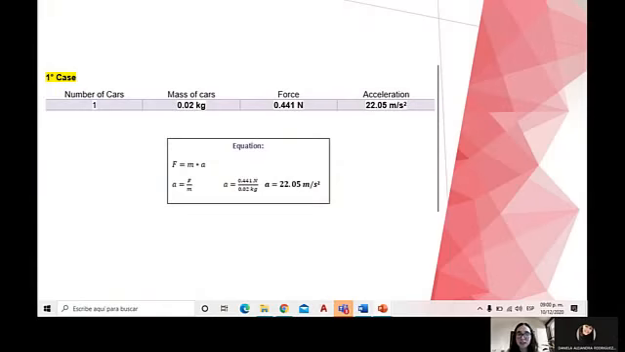Well, as we can see, we have our first case, and I will say the results of each case. First of all, in the first case we use one car, which was 0.02 kilograms, and we use the force of the pen, which is 0.441 newtons. We apply the equation force equals mass times acceleration. Then we get an acceleration of 22.05 meters per second squared.